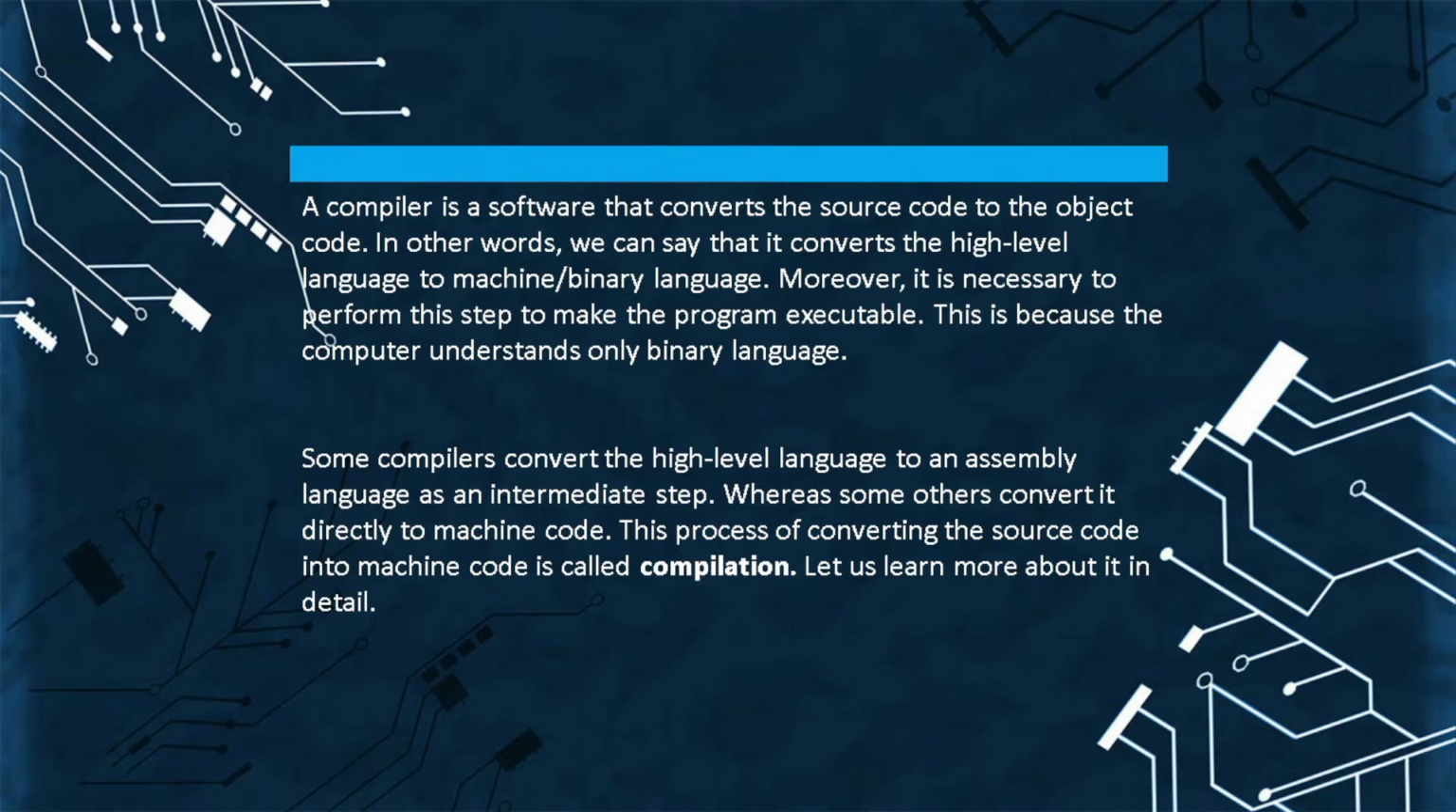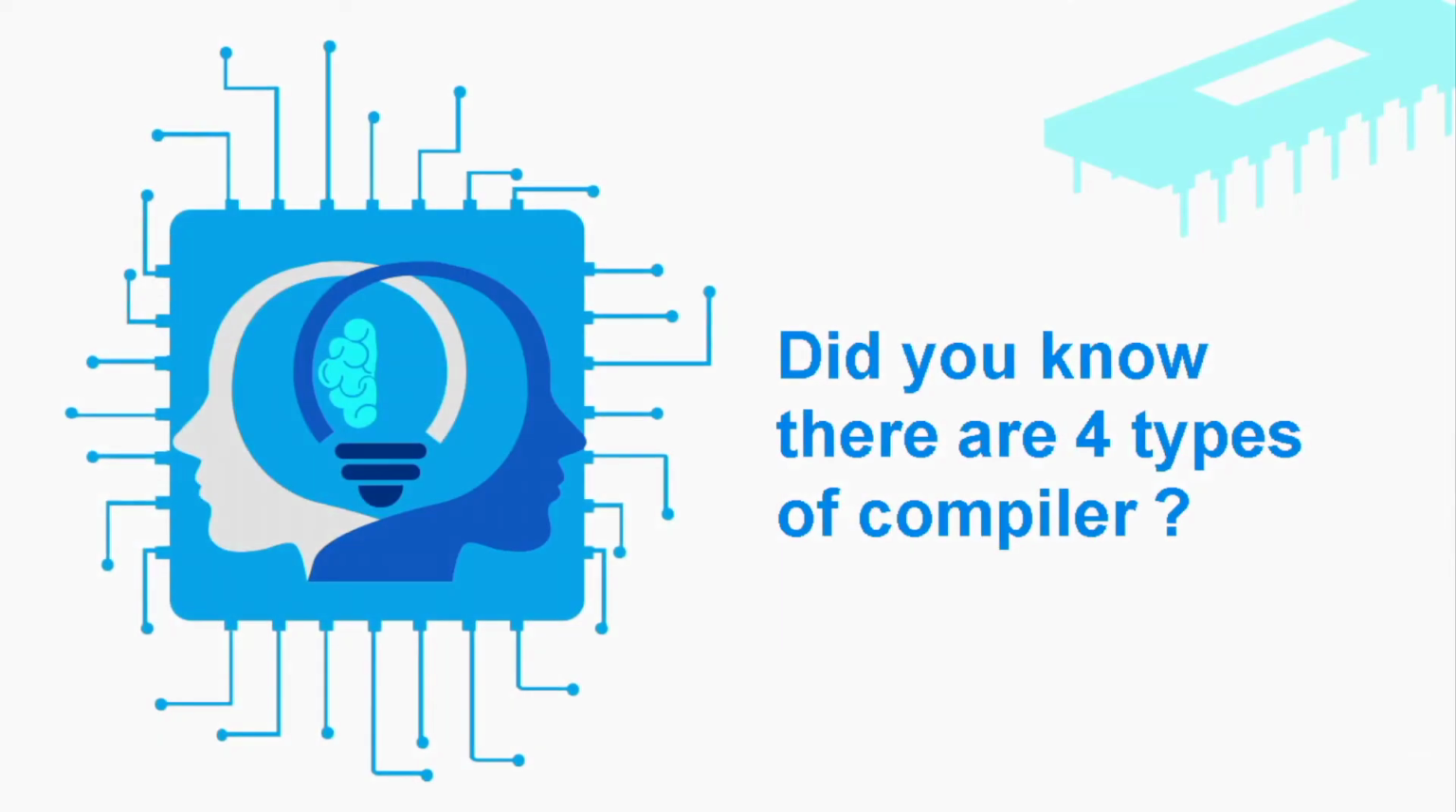Some compilers convert the high-level language to an assembly language as an intermediate step, whereas some others convert it directly to machine code. This process of converting the source code into machine code is called compilation. Now let us learn more about it in detail. Did you know there are four types of compiler?